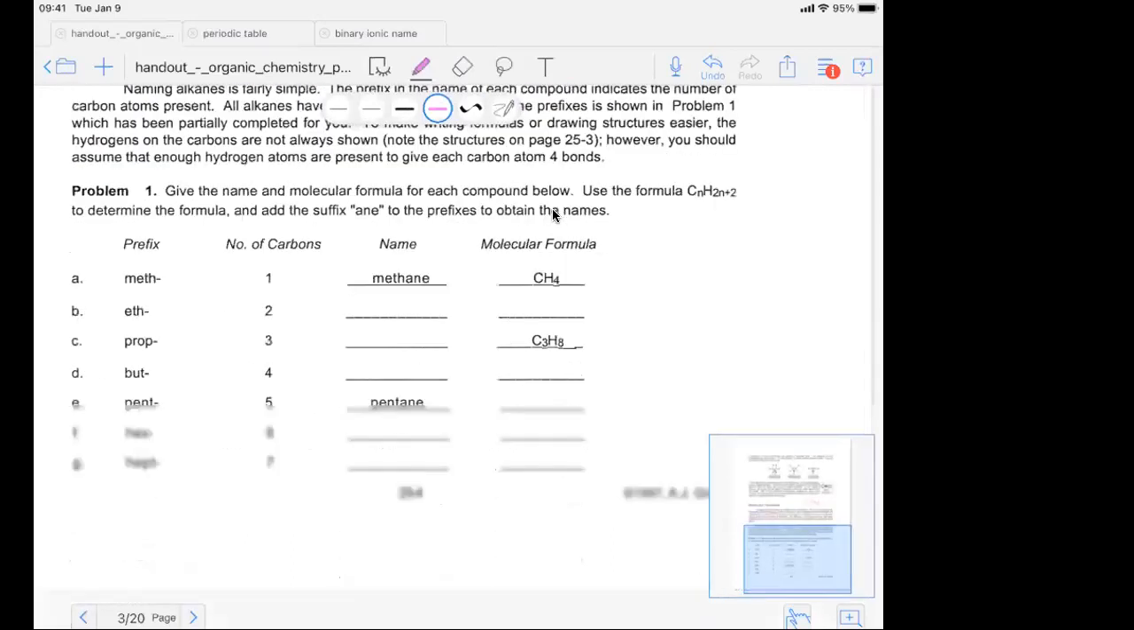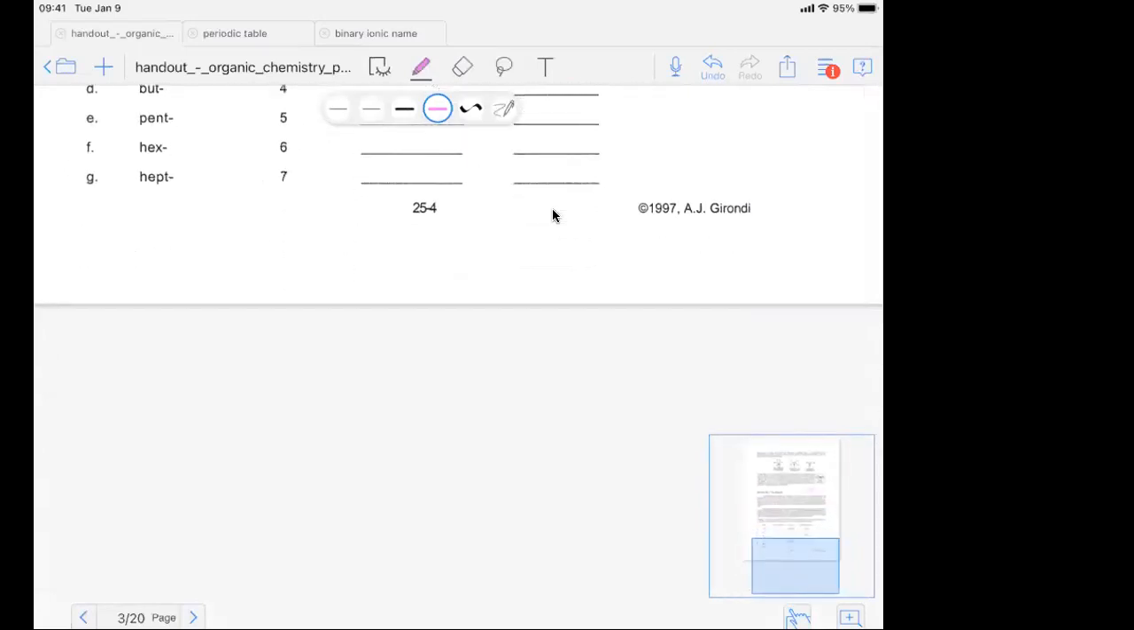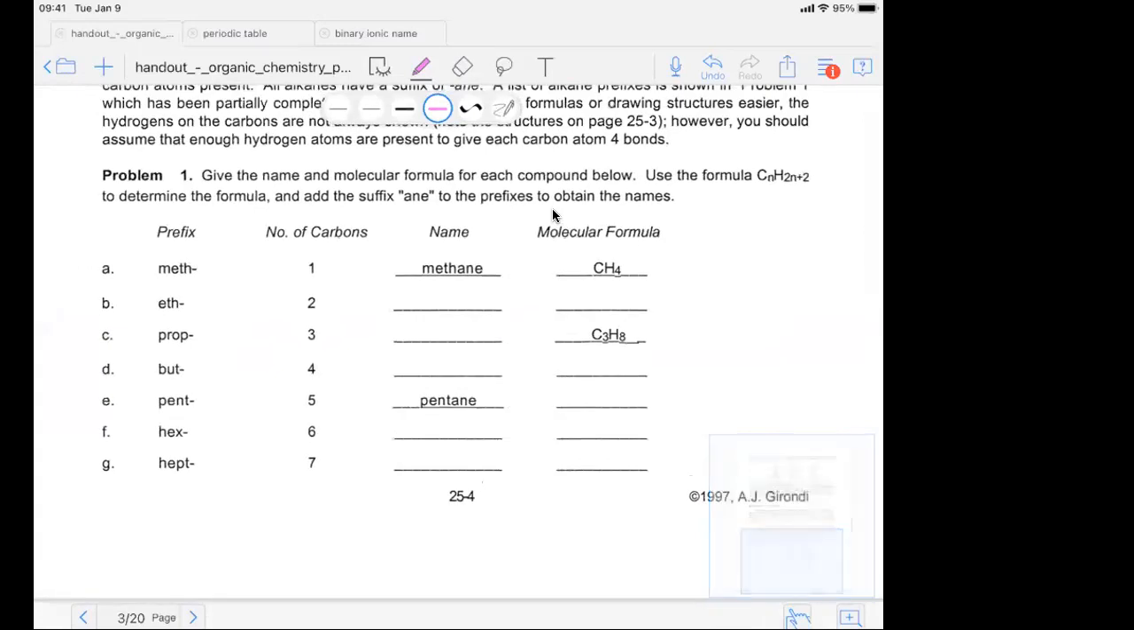And then here is, oh, where's the next page? All right, well, I've only got 1 to 7 here, but I've got the last 3 on the next page. I'll just write it here. H, we've got oct, I, non, and J, dec. All right, so that's the complete list.